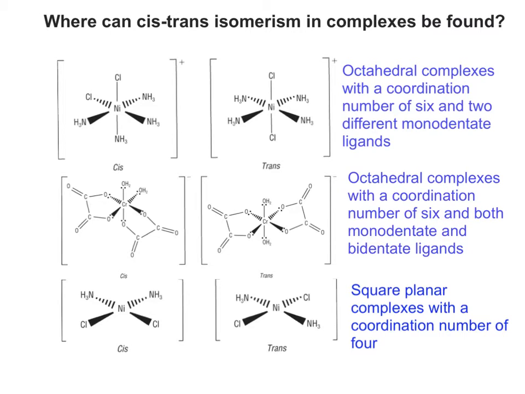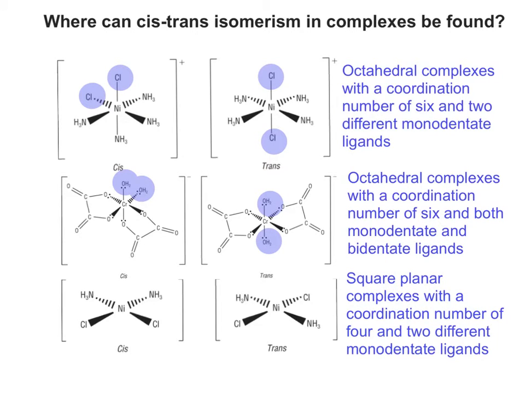So there are three different scenarios where you can find cis trans isomerism in complexes. The first one is an octahedral complex with a coordination number of 6 and two different monodentate ligands. The second scenario is an octahedral complex with a coordination number of 6 and both monodentate and bidentate ligands. And the third scenario is a square planar complex with a coordination number of 4 and two different monodentate ligands.